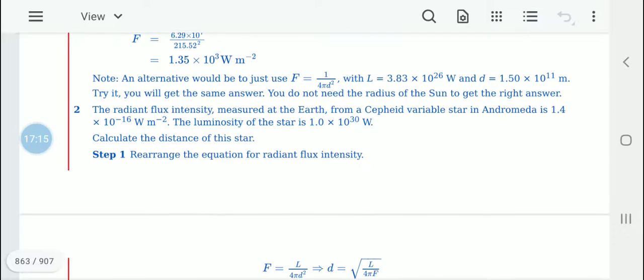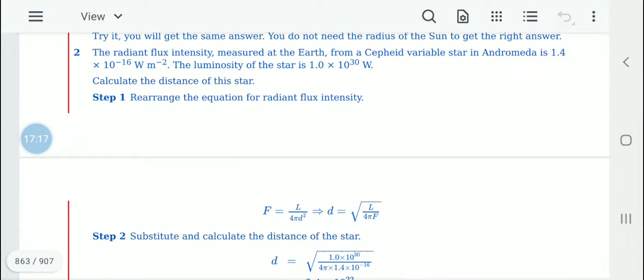Now the second example: the radiant flux intensity measured at the Earth from a Cepheid variable star in Andromeda is 1.4 × 10^-16 watts per meter squared. The luminosity of the star is 1 × 10^30 watts. Calculate the distance of the star.